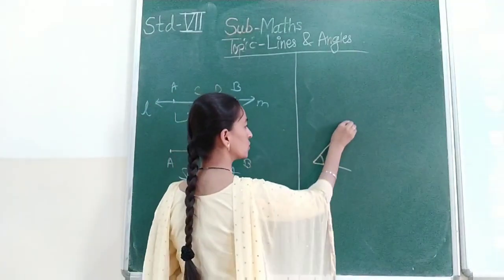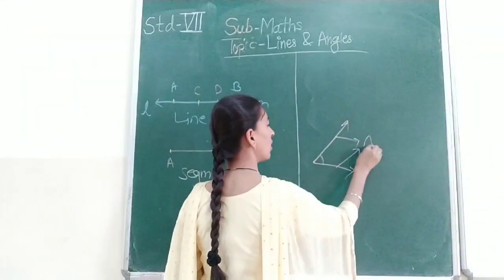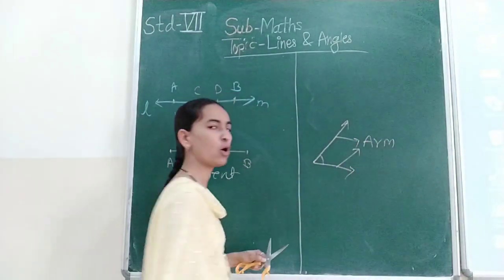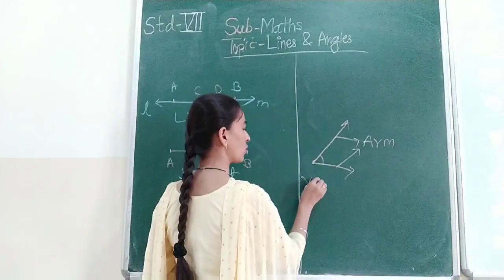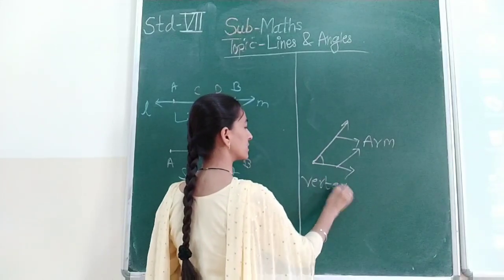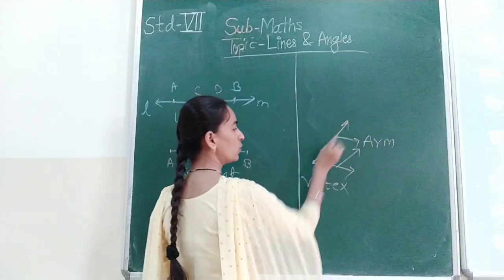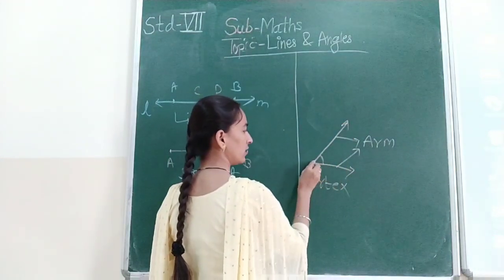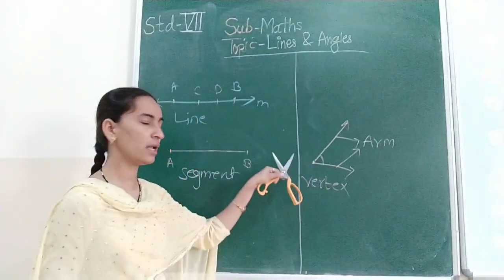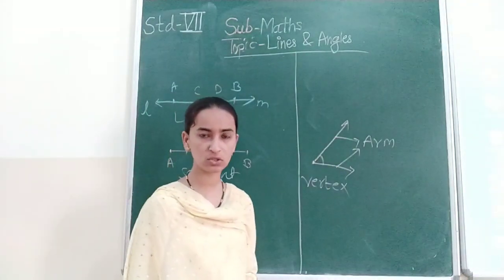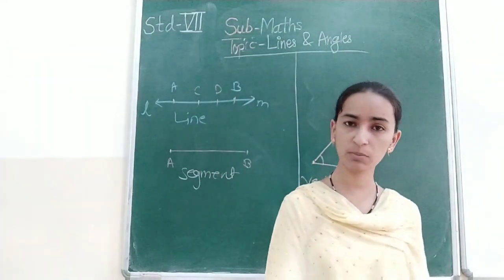These two sides are called arms, arms of the angle. And the common point is called the vertex. Okay students, understand the meaning of angle? When two arms meet at a vertex, they make an angle. Then the next topic is types of angle.